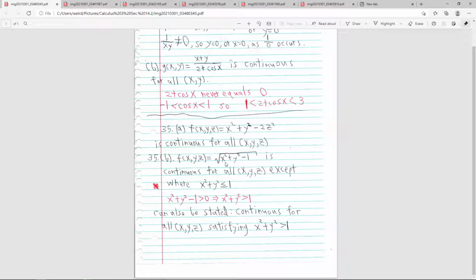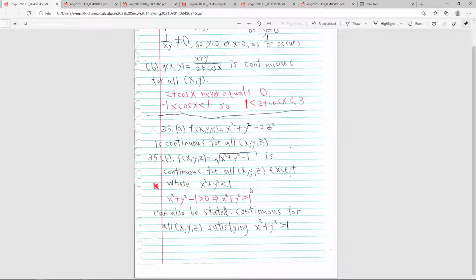So now we have the square root of x squared plus y squared minus 1. For some reason it's given in x, y, z when it's just x and y as far as I can tell. It's continuous for all x, y, z except where x squared plus y squared is less than 1. You can say that it's continuous for all x, y, z satisfying x squared plus y squared greater than 1, because x squared plus y squared minus 1 is under a square root, and you can't take the square root of a negative number.